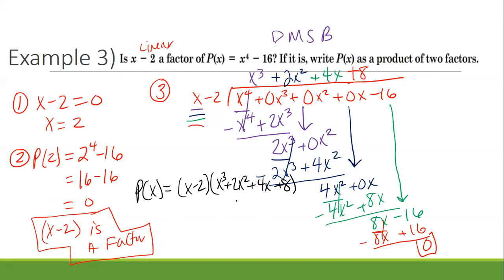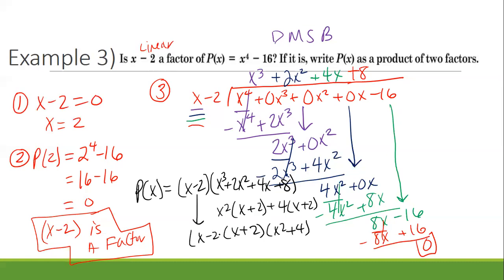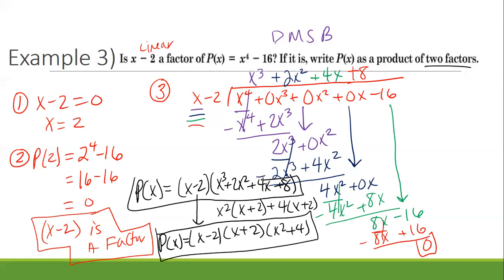Now, if it asks me to fully factor, I can continue to factor this by using grouping. And if I chose to do that, then I would finish and factor this fully using grouping. And so with grouping, I would end up with x squared times x plus 2 plus 4 times x plus 2. And then I would end up with x plus 2 times x squared plus 4. And then bring down my other one. So this would be P of x fully factored. But it just said as 2 factors, so I didn't have to go all the way down to this. And there we go. We're done.